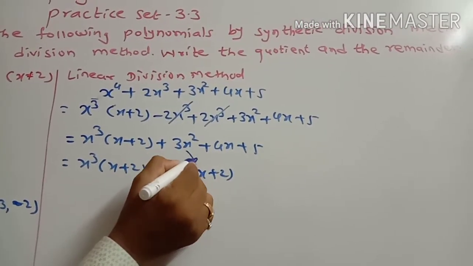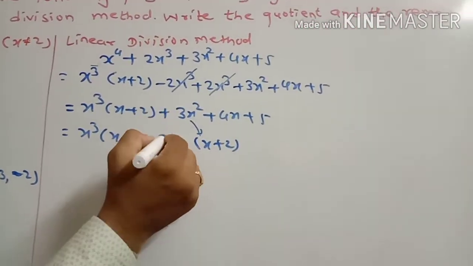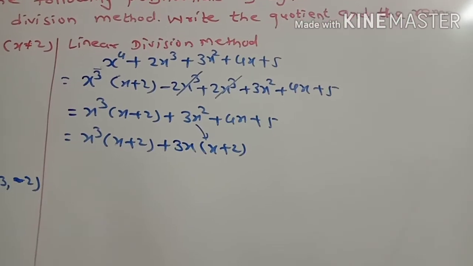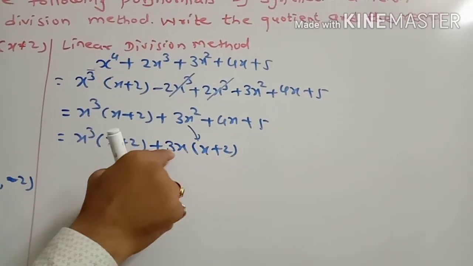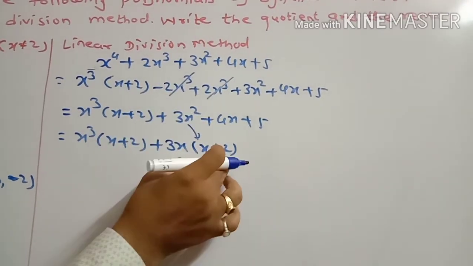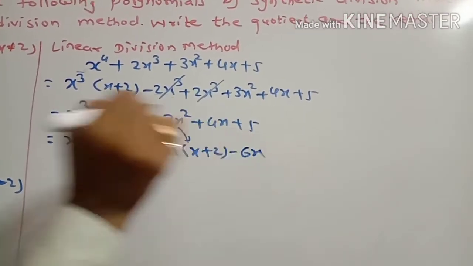Now from this 3x square I write x in the bracket, and the remaining from 3x square is 3x. Then 3x into x is 3x square, plus 3 into 2 is 6x. Plus 6x, and write the opposite of plus 6x, which is minus 6x.